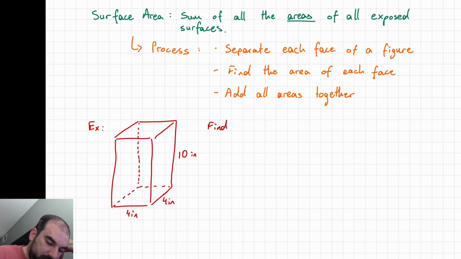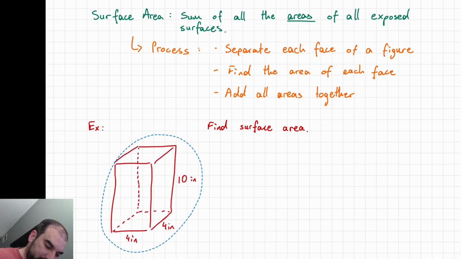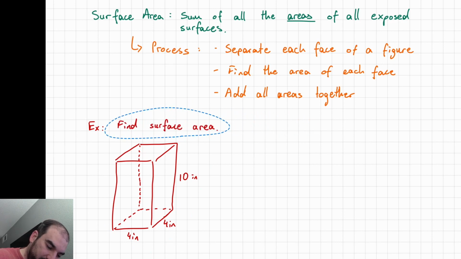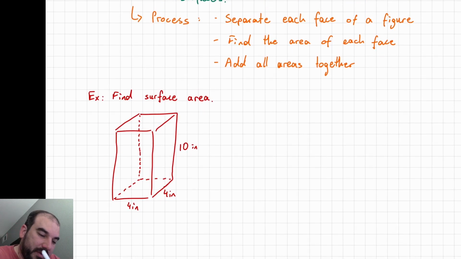So find surface area. I guess that's the question that's going to be for all of these examples. So I'll write that once, find the surface area, and then we'll do an example where we have a square prism. Now, first step in the process is to separate each face of a figure. So we're going to count how many faces this has, and we're going to write down a breakdown of the faces that we're seeing. First of all, a square prism like this will have 6 faces. There's the front face, the back face, the 2 side faces, and then the top and the bottom, which we will call bases because they are identical and connected with rectangles.